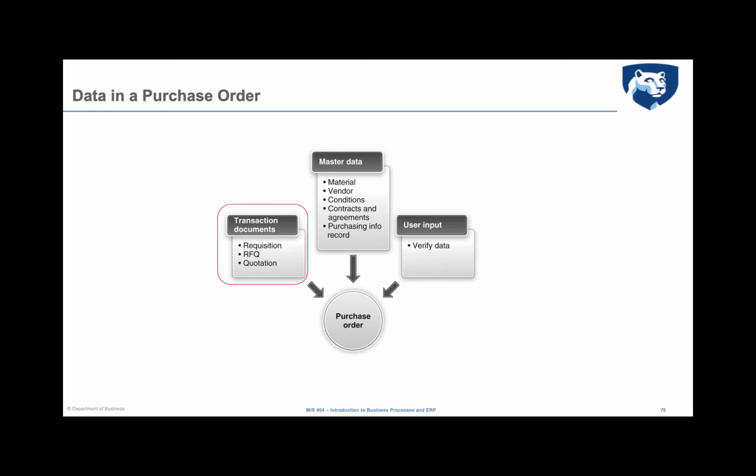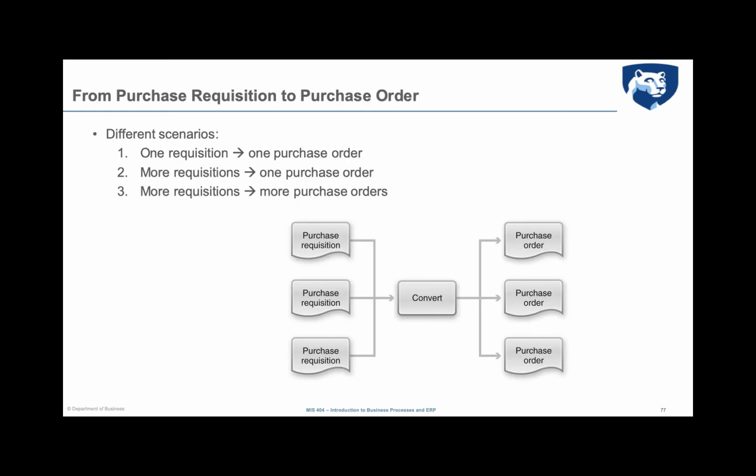Transaction documents, if you are referring to a requisition, an RFQ, or a quotation. Master data: material, vendor, condition, contract, existing contract and agreement, purchasing info record. And of course, there is also an activity from the user, who needs to check that all the data are consistent and correct. Please pay attention that the situation can be very different.